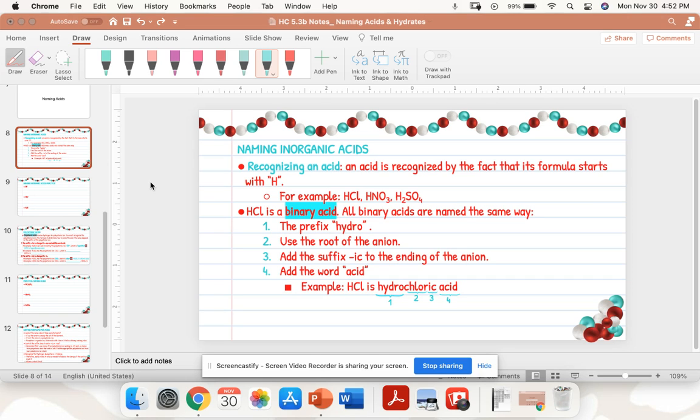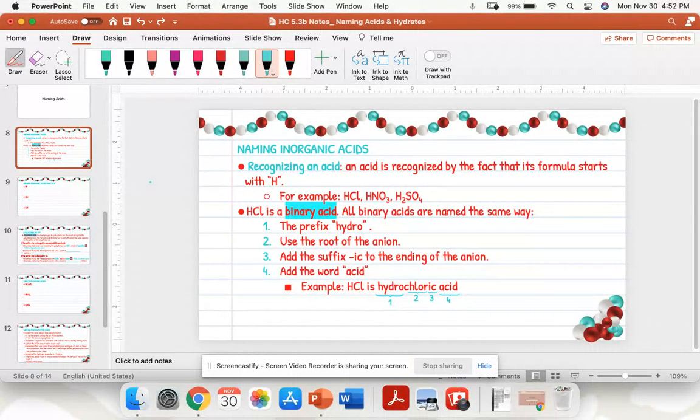Okay, naming acids. So the first way to recognize an acid in any compound is if it starts with an H. If any compound starts with an H, it's an acid, except for H2O, which is water. We know what that is. So I would get used to knowing that because we will be identifying acids as well as other kinds of compounds. But you definitely need to know how to recognize an acid right off the bat because it starts with an H or a hydrogen.